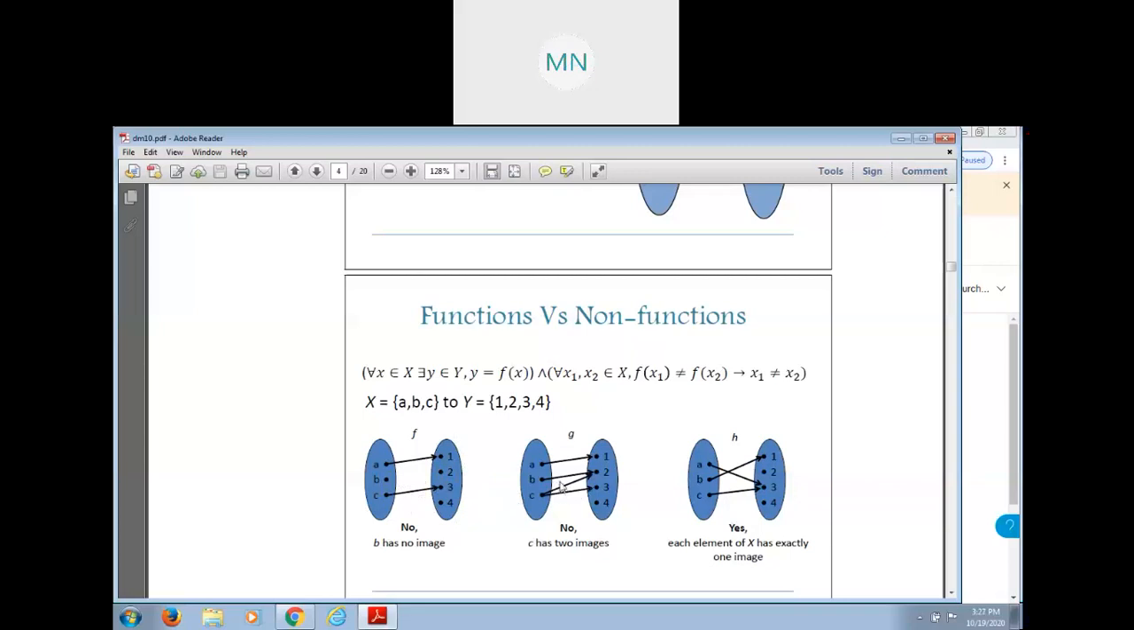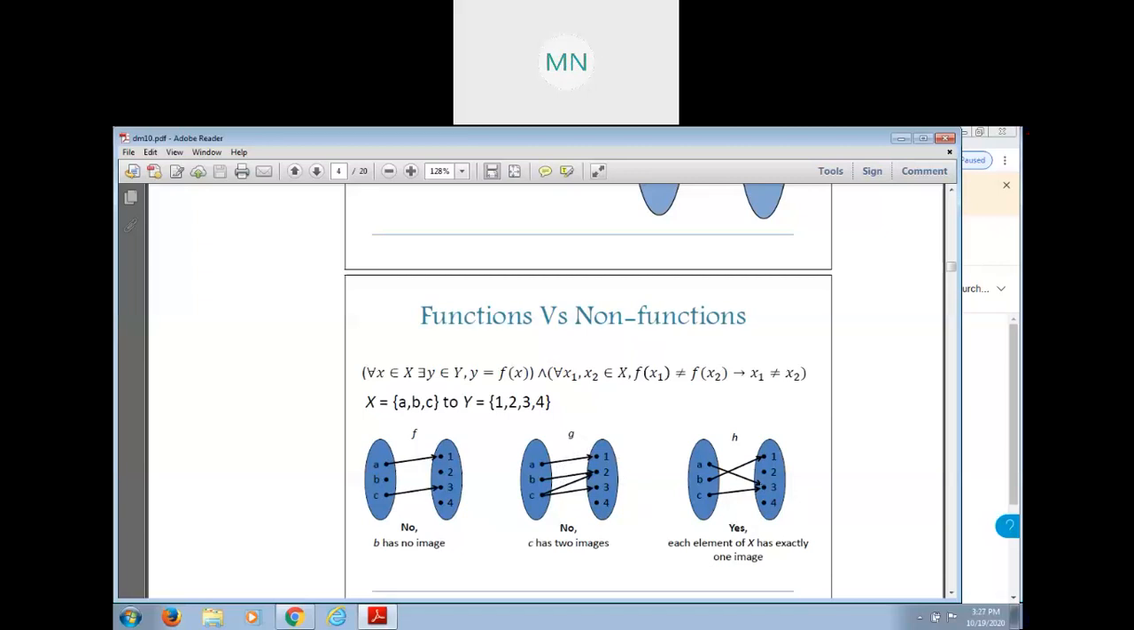Similarly, see the second figure. Is it a function or not? No, ma'am. Can you tell me the reason? C is related with two numbers. Yes, but by the definition of the function, all elements of the first set must be associated with only one element in the second set B. Here C has related with two elements, that is 2 and 3, so it is not a function.